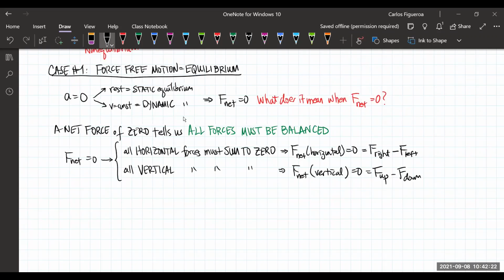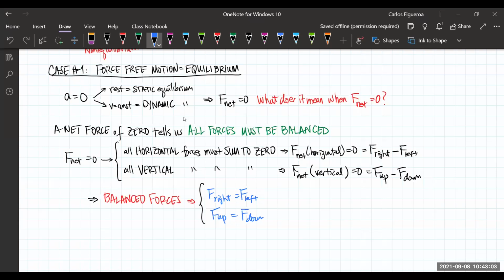So then picture-wise, when I say balanced forces, another way of writing this tells me that the forces to the right must equal the forces to the left. That's what I mean by balanced. The forces up must equal the forces down. That's what I mean by balanced.